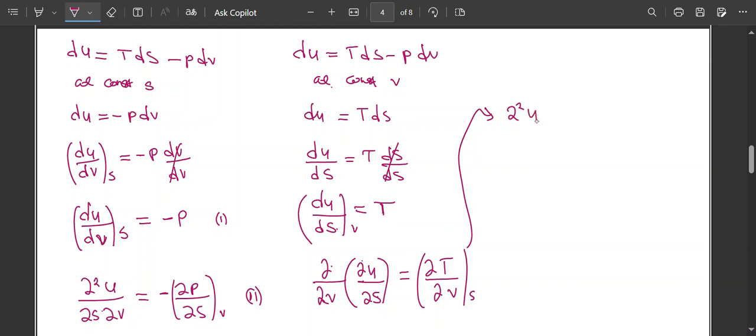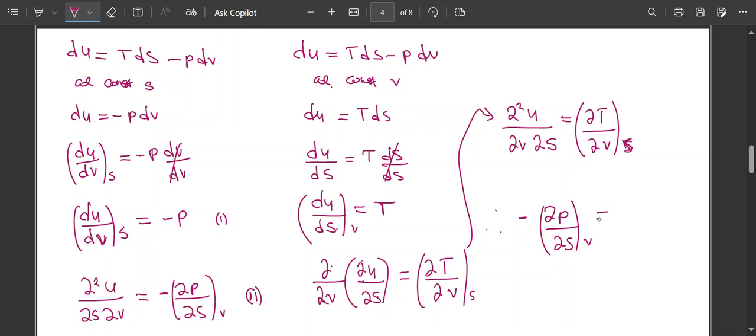Then we have the partial derivative of V, then the partial derivative of S, which is giving us positive partial derivative of T, then partial derivative of V at constant entropy. Since we have constant, you can see this thing here is equal to this here, meaning this guy is equal to that. Therefore, this thing here, negative partial derivative of pressure, then partial derivative of entropy at constant volume, is equal to partial derivative of T over partial derivative of V at constant entropy.